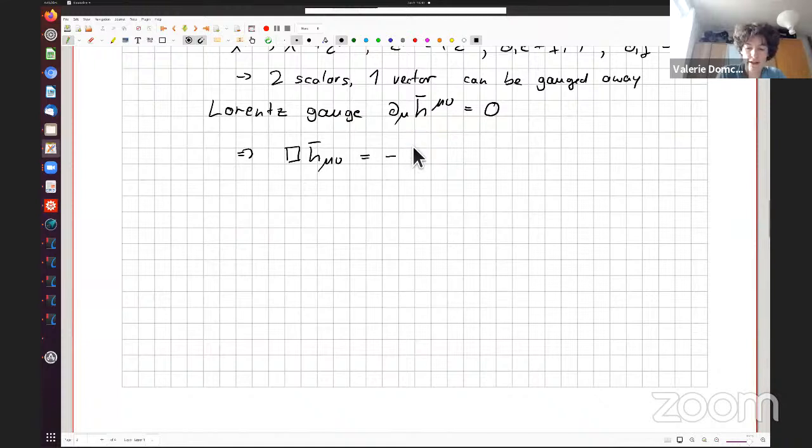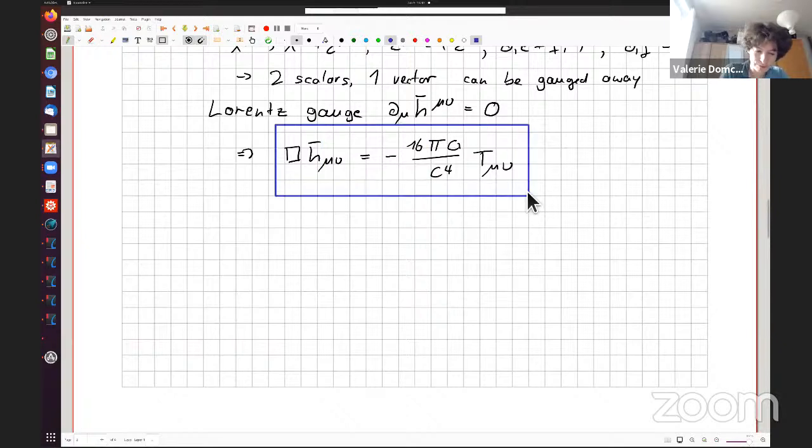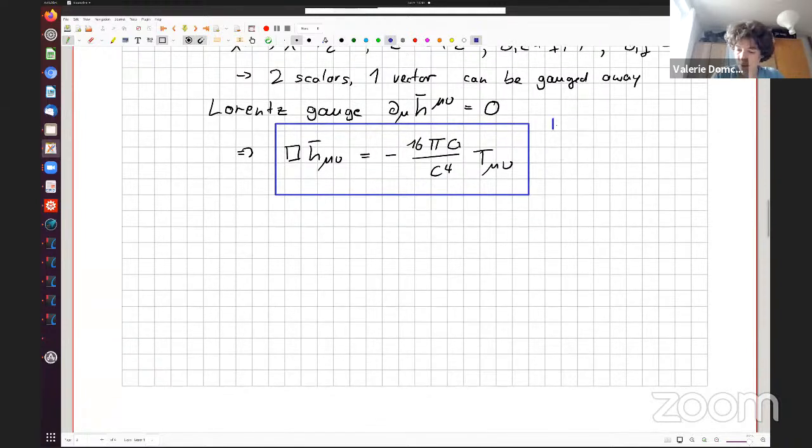And then on the right-hand side, we have, as before, 16 pi G over c^4 T mu nu. So this is now our result for the linearized Einstein equation.